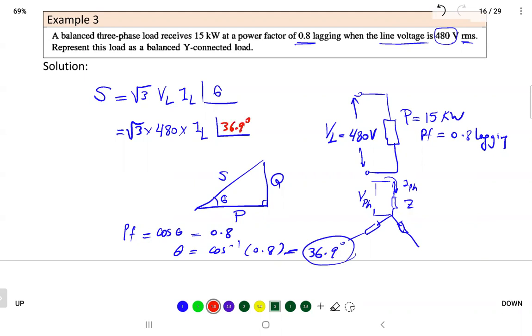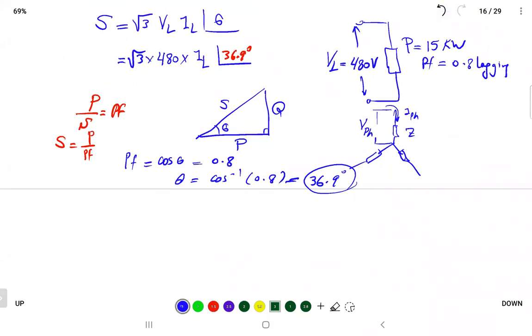S is given? No, it's not given. Power is given. Well, can you get S if you know the power and power factor? Yes, I know. There's a relationship between power and S. Here the power triangle. We know that P over S is equal to power factor, right? So I can find S. S is equal to power divided by power factor. So let's write it in here in space.